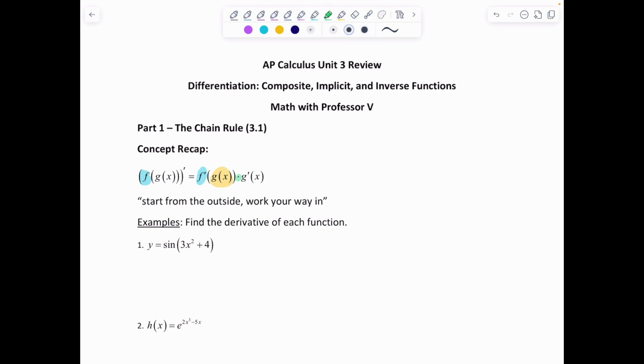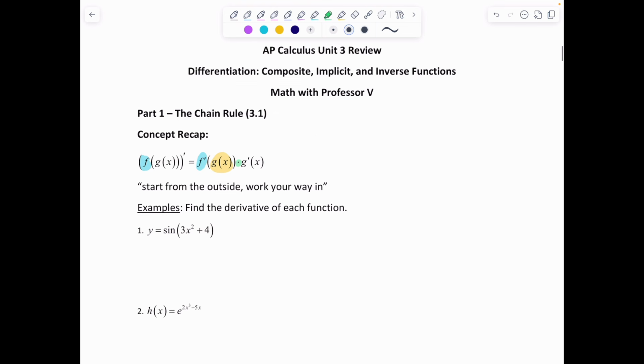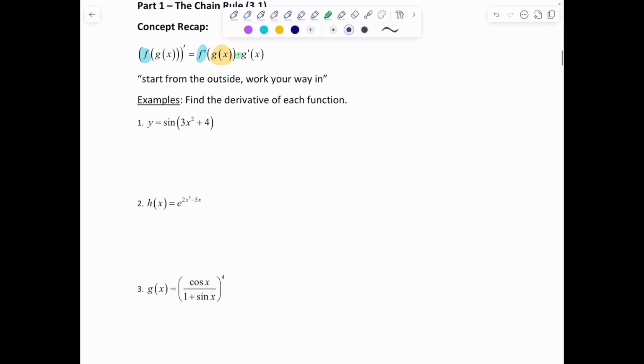And like I said, if you need a recap or more basic examples of the chain rule, I have a video linked in my description where I go through exactly how it works with super basic examples. But let's just jump right in and see where you guys are at. Just remind yourself, you're going to start from the outside, work your way in one layer at a time.